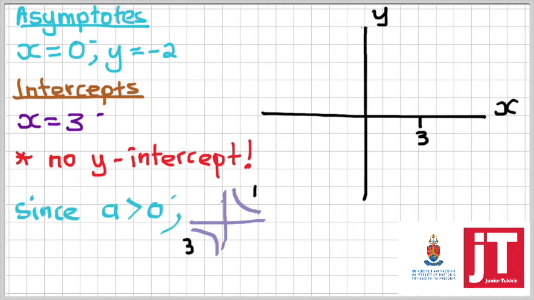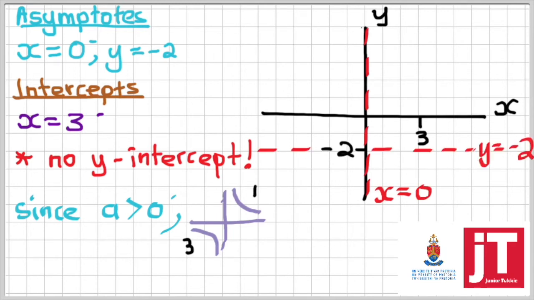We also need to remember that when we want to sketch any hyperbola, we always start with the asymptotes. The two asymptotes are x is equal to 0 and y is equal to minus 2. So we start with x is equal to 0, followed by y is equal to minus 2 as the second asymptote. Our a value is positive, so we're expecting quadrants 1 and 3 respectively. So our curves would look exactly like that.